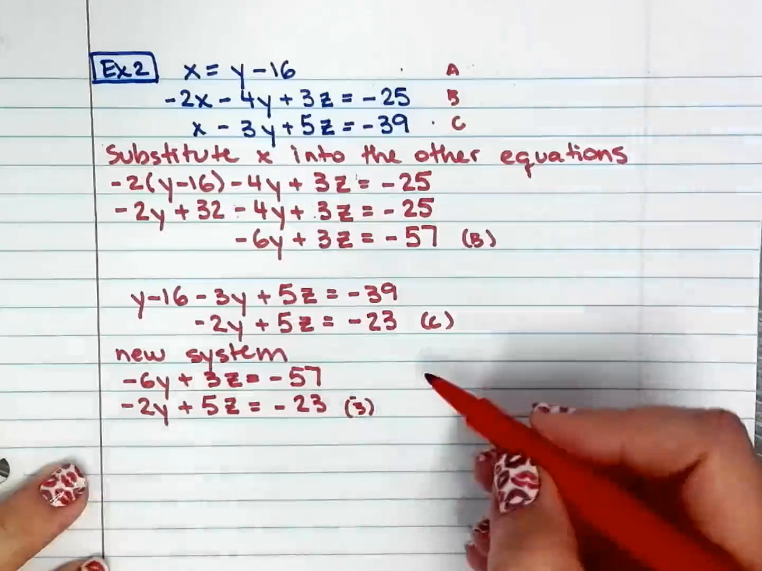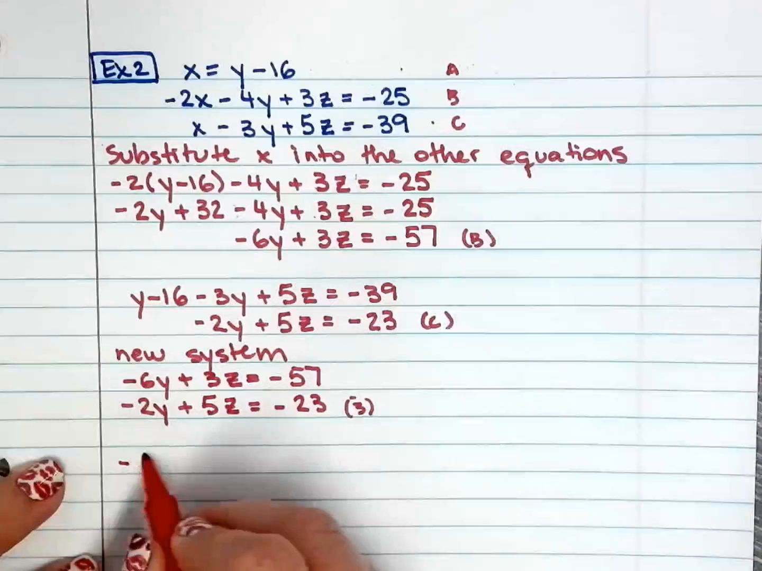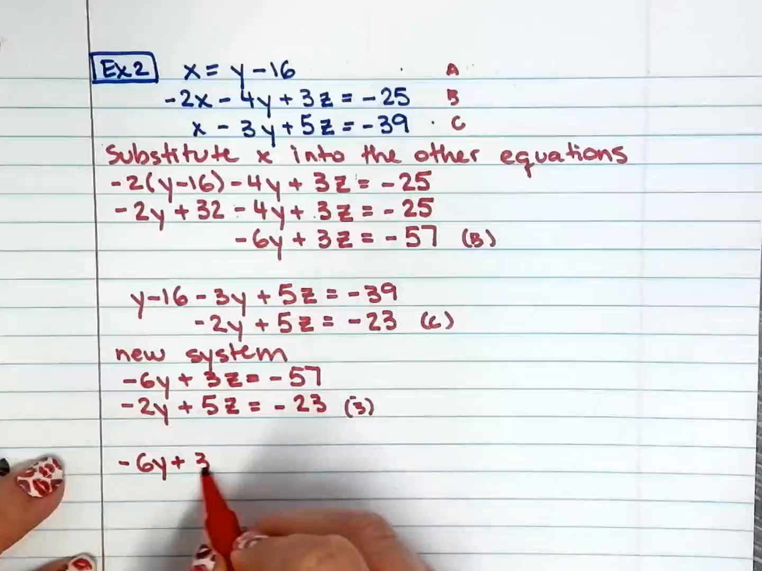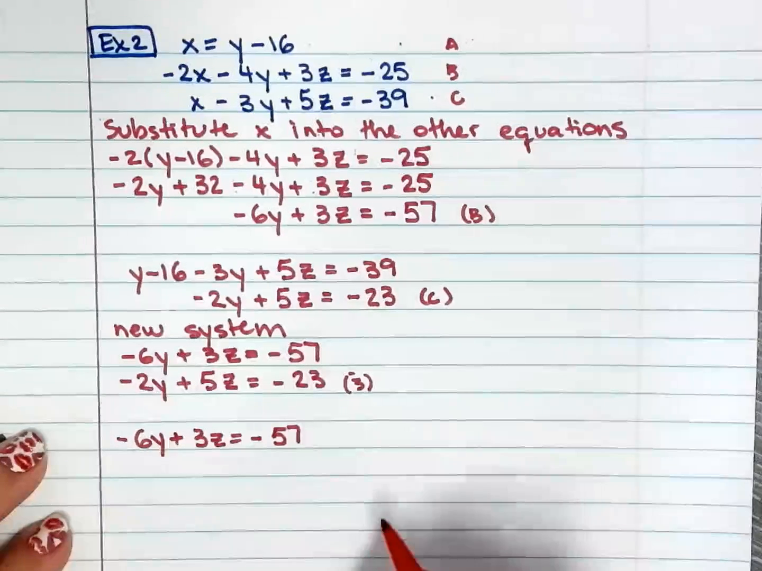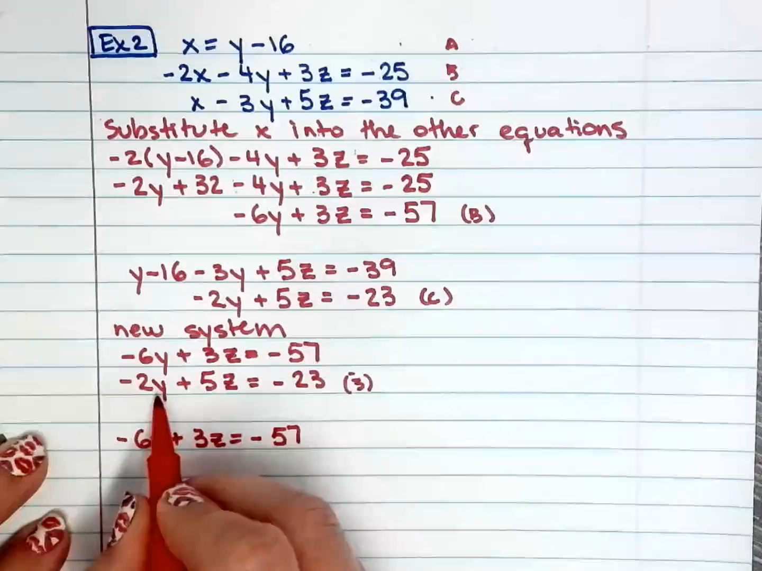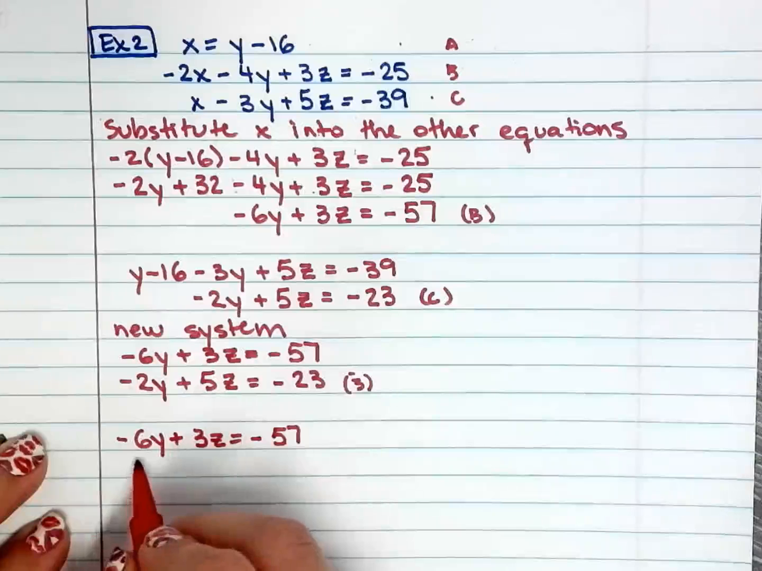Okay, so here we go. The first equation remains the same. I'm not doing anything with that. I'm just copying it down, getting ready to use elimination here. So multiply the whole entire equation by -3.